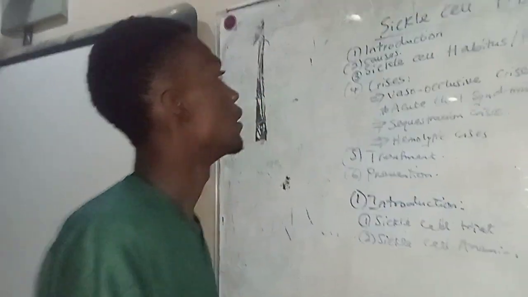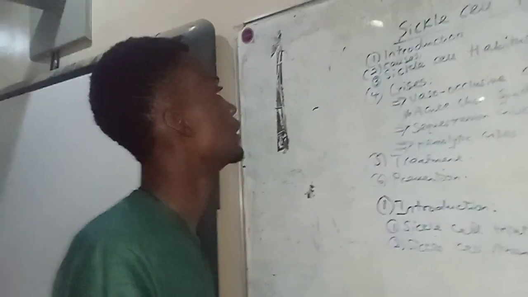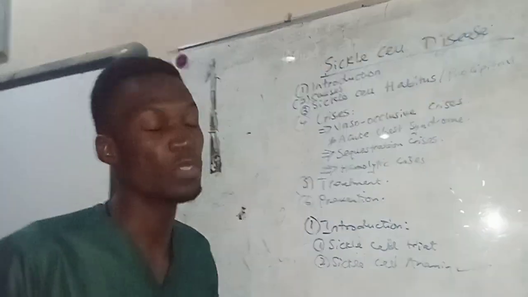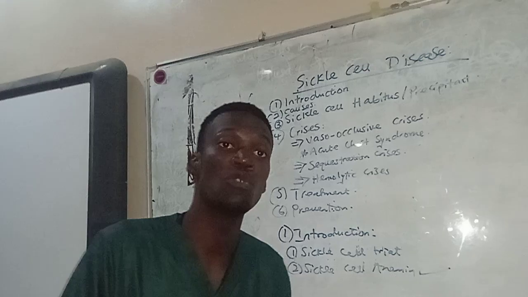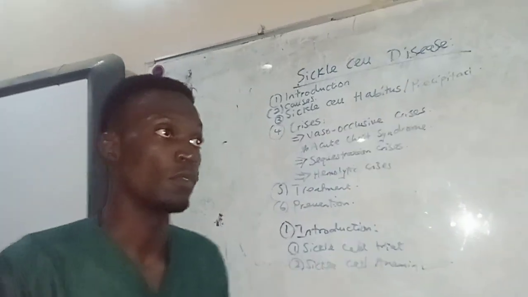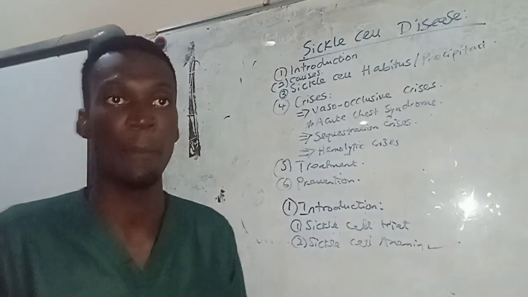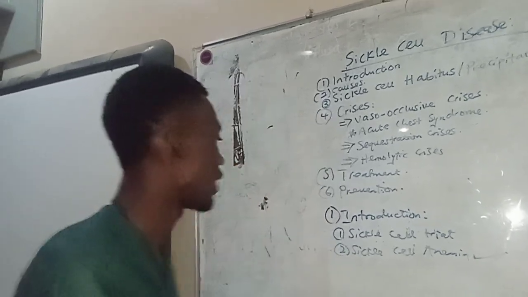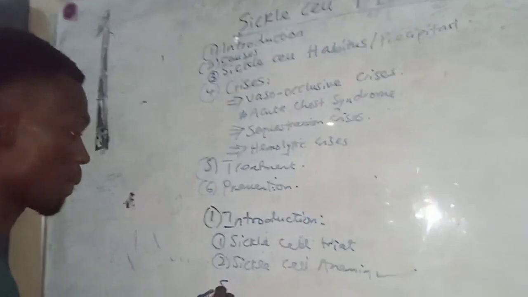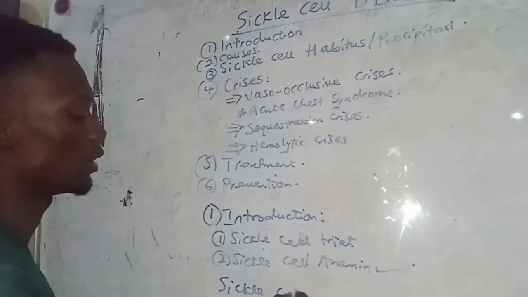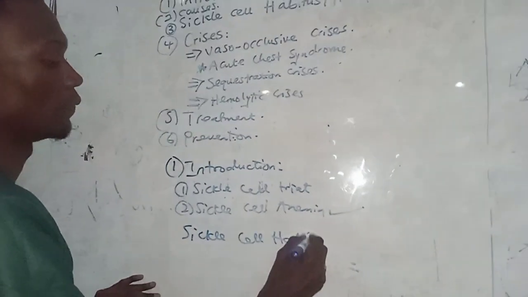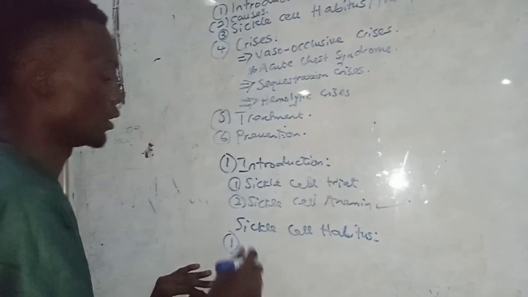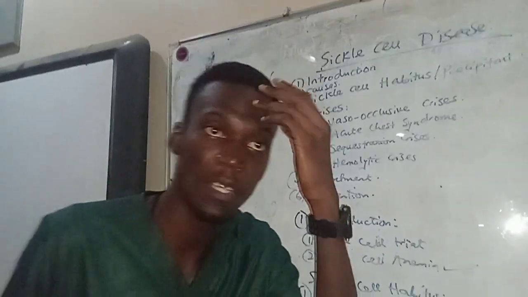So there are some causes. That is the causes of sickle cell. So we have what we call the sickle cell habitus. The sickle cell habitus is what you see from a person's physical appearance that will tell you that, okay, this person has sickle cell. So first of all, for the sickle cell habitus, number one is there will be swelling of the person's forehead.